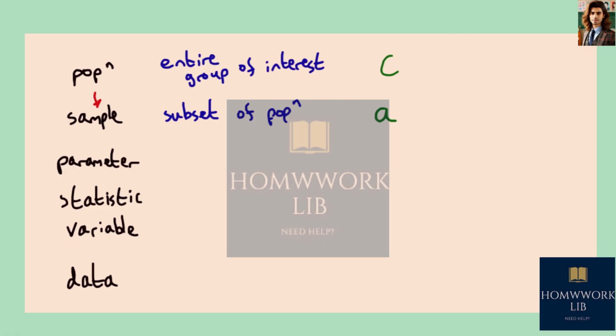Next, the parameter and the statistic. The parameter is a piece of information, so info, about the population. A population mean, a population proportion, a population standard deviation. The statistic is information about the sample. Sample mean, sample standard deviation.